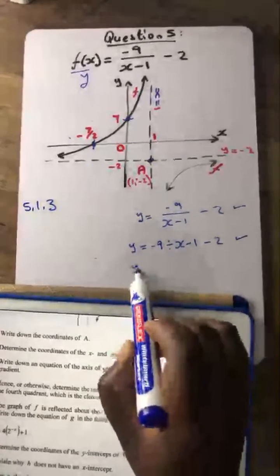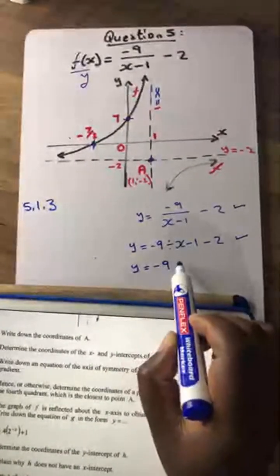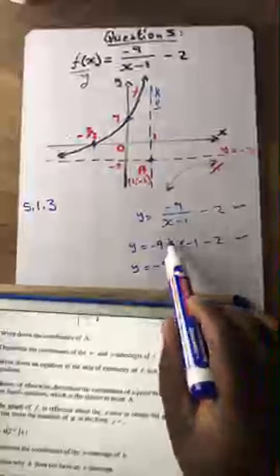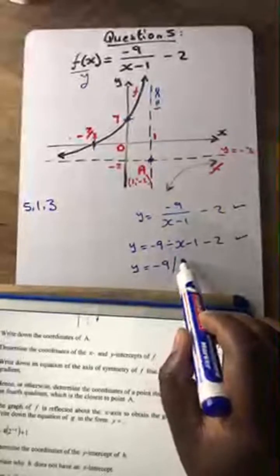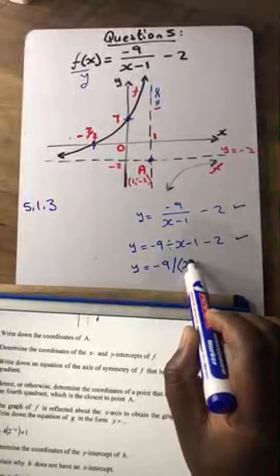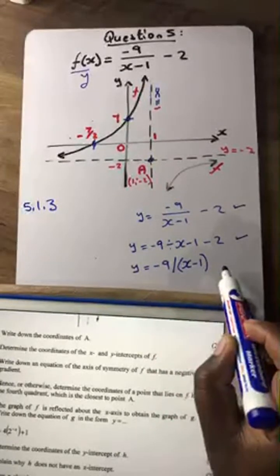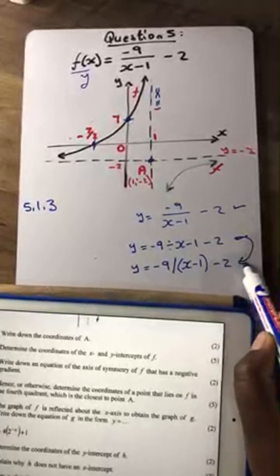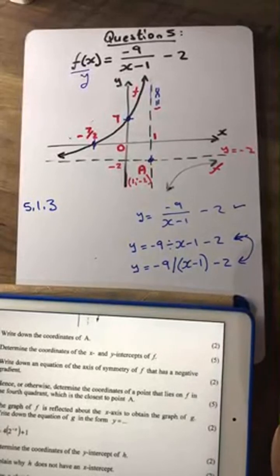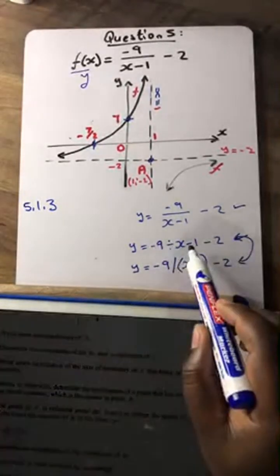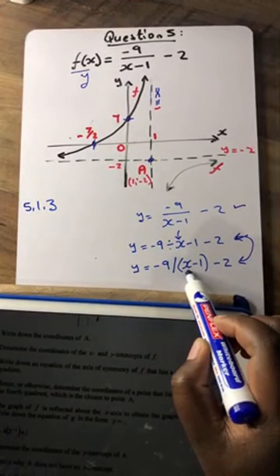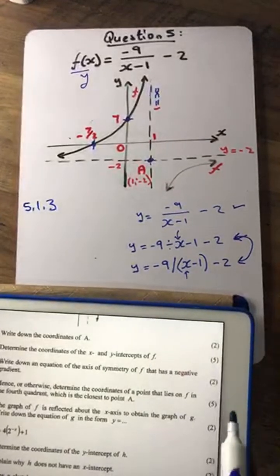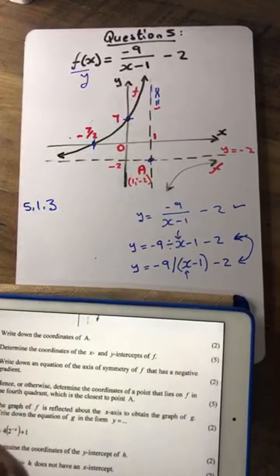To type it, it would be y equals negative 9, divided by, using that pair of brackets. It doesn't matter if you use the divide sign or the fraction, but inside the brackets, just to show that x minus 1 goes as a unit, and then you say minus 2. These are two completely different things. If you punch all of that, substituting the same value, you won't get the same answers, because they are not typed in the same way.